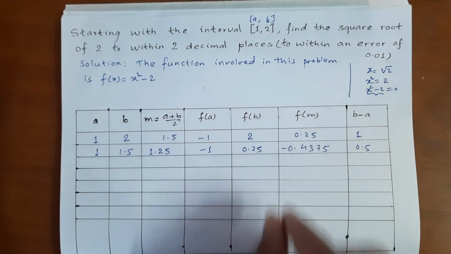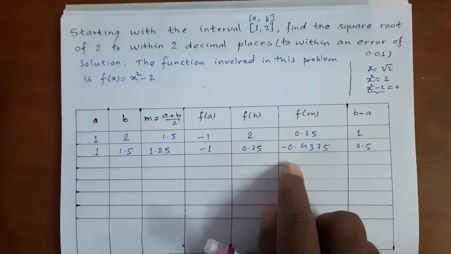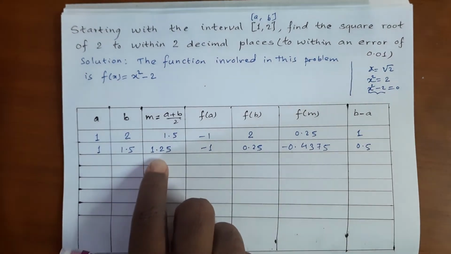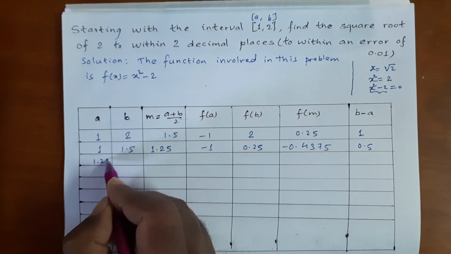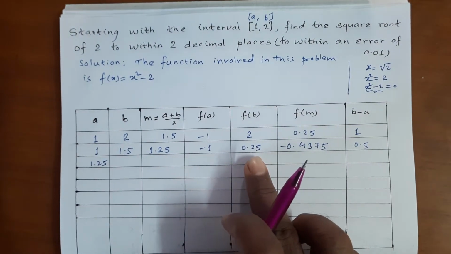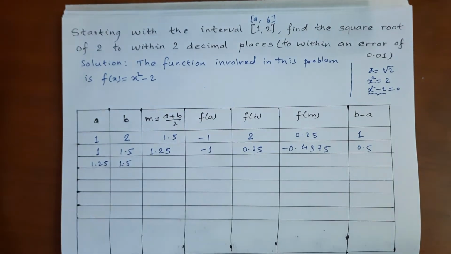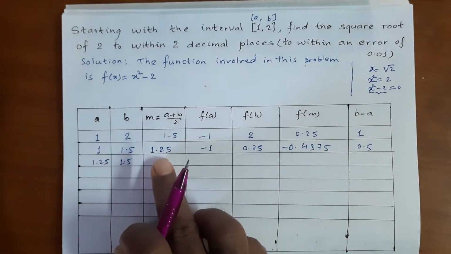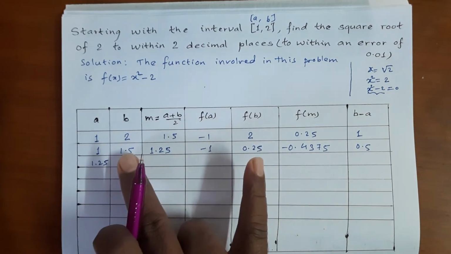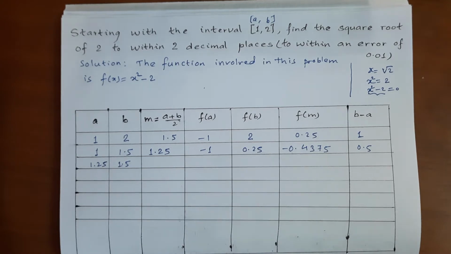Also, we can take the bracket of b and m. The m value here is 1.25, which we can take as the first point, a, and the b value is 1.5, which we can take as the second point. We can do the bracketing because for 1.25, fm is negative, and for 1.5, fb is positive. So fb times fm is negative. If it is negative, then there will lie a point on the axis where the curve cuts the x-axis.